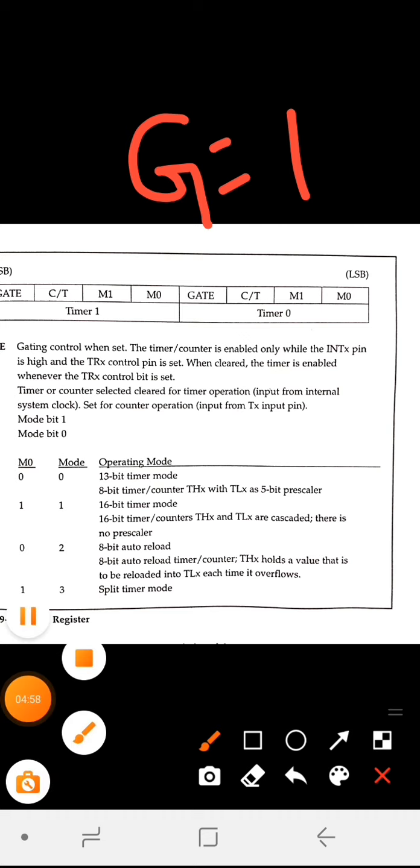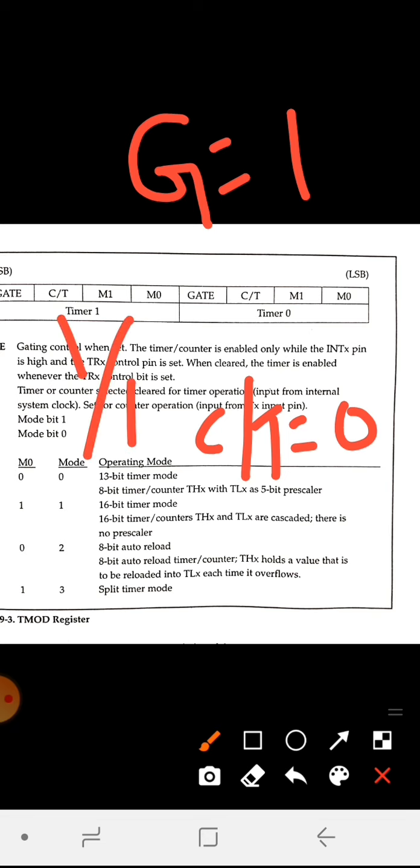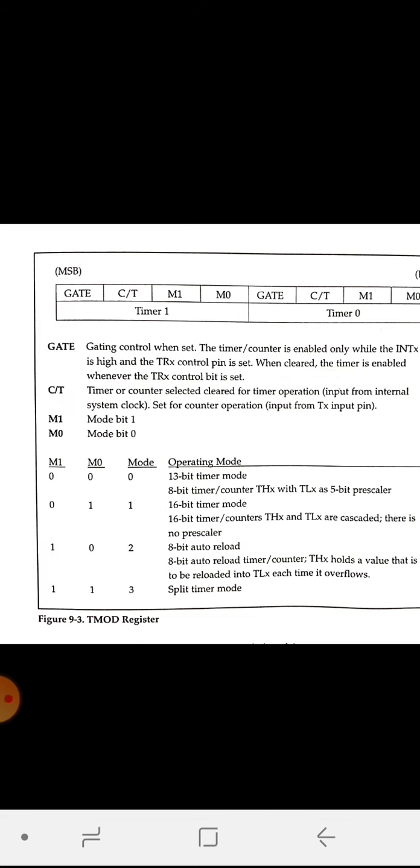Next we will go with C bar T, nothing but clock or timer. This decides whether the timer is used as a delay generator or an event counter. If this bit is equal to 0, then it is used as a timer for time delay generation, whereas the clock source for this time delay is the crystal frequency of the 8051. Therefore, the frequency for the timer is always 1/12th of the frequency of the crystal attached to the 8051. So now you can see here.